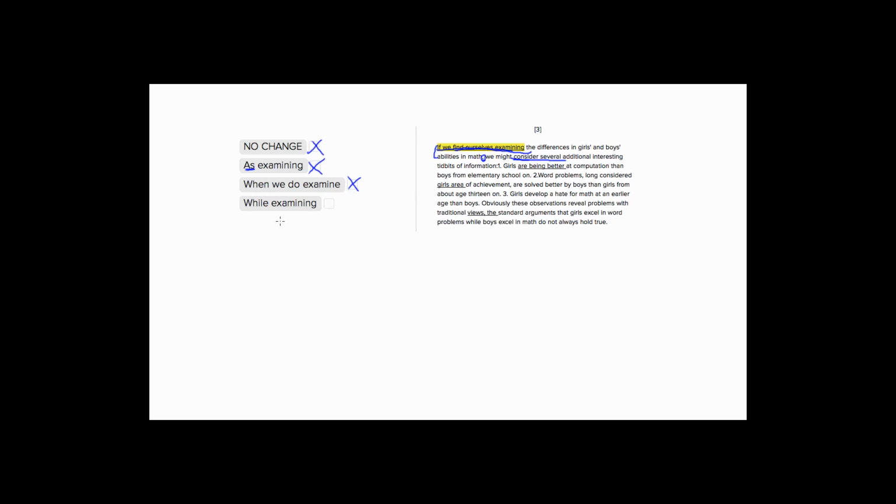Choice four is the simplest. It just says "while examining." So instead of "finding ourselves examining" or "when we do examine," it's really simple, and it'll connect this "while examining" to "we" as the subject. So this is going to be the right answer.